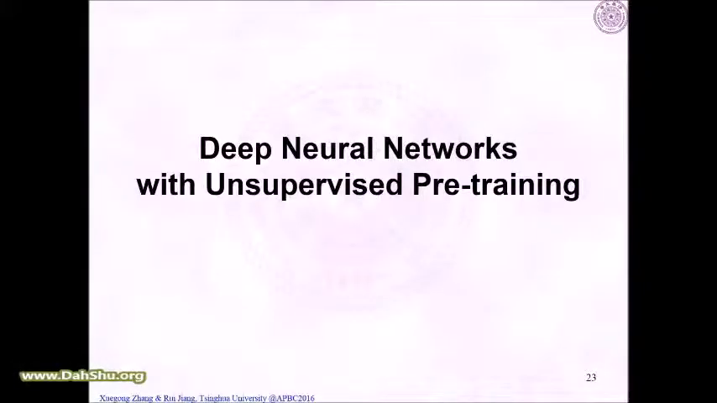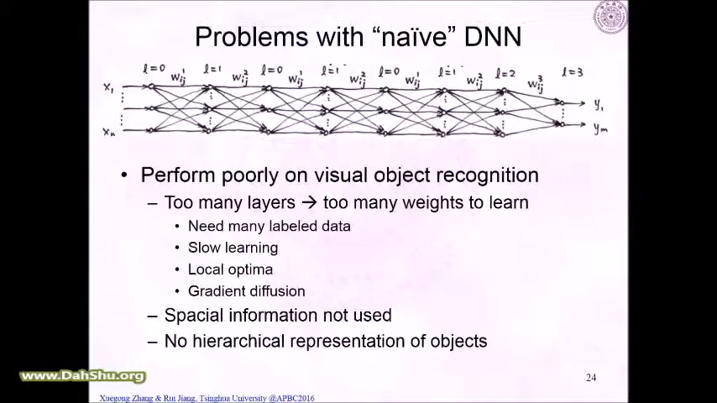So let's move on to another type of deep neural network. That is a deep neural network with pre-training. Let's recall this slide. The idea is that we want to have good intelligence. We need to have a deep neural network, right? And if we have this naive deep neural network, we will have a lot of problems in training. We cannot directly use backpropagation to train that.